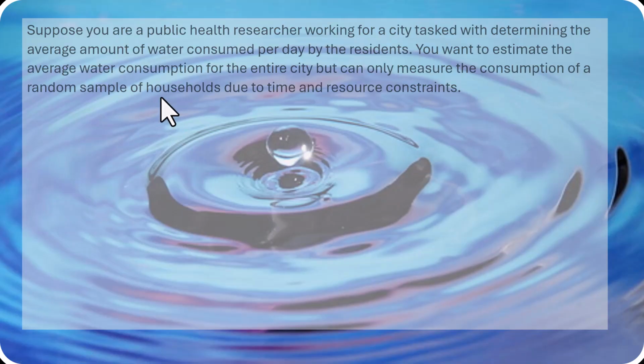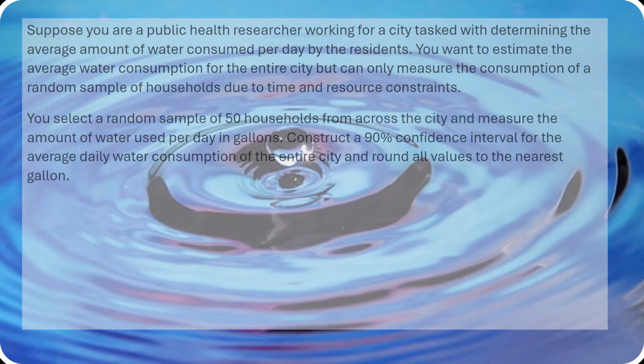Let's begin. Suppose you are a public health researcher working for a city tasked with determining the average amount of water consumed per day by the residents. You want to estimate the average water consumption for the entire city, but can only measure the consumption of a random sample of households due to time and resource constraints. You select a random sample of 50 households from across the city and measure the amount of water used per day in gallons. Construct a 90% confidence interval for the average daily water consumption of the entire city and round all values to the nearest gallon.